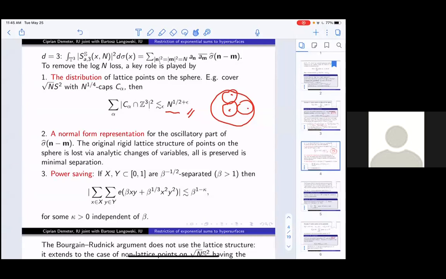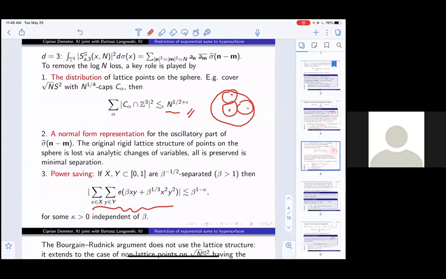All right, and the last key ingredient is what I call a power saving. Initially you start with the lattice points, you transform them, so you get a bunch of points that you might call x and y, and you have a sort of bilinear version of, or part of, the argument, which forces you to estimate exponential sums of this sort. And all you know about capital X and Y is that it consists of sufficiently separated points inside 0, 1.